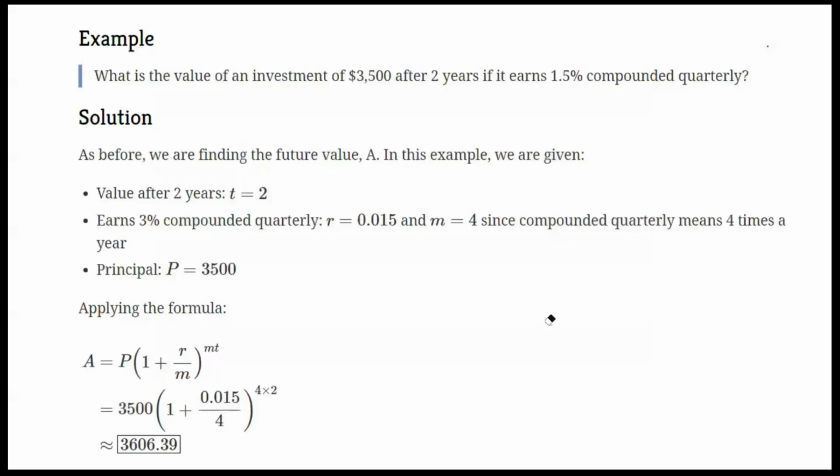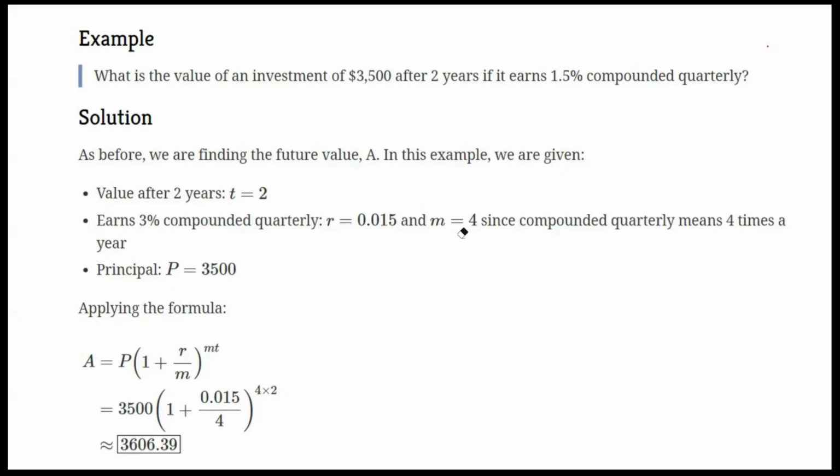Let's take another simple one. In this case, the person is using the formula I said I like, right? So I like this form. If you notice how much less you'll have to do in this one, right? So an investment of 3,500 after 2 years. You want to know if it earns 1.5% interest compounded quarterly, right? So your time, 2 years, 3%, right? So what's that? The rate is 1.5%, right?